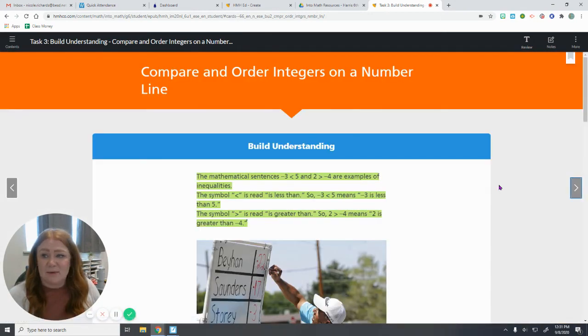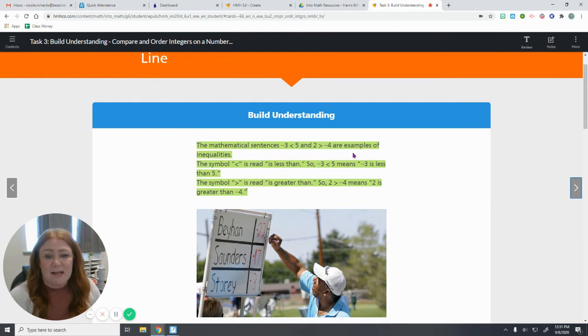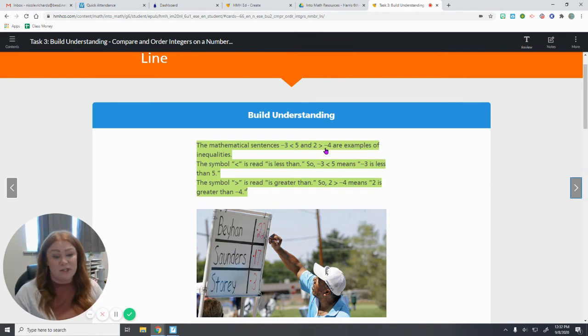Okay, task number 3, our last one for today, is talking about those inequalities. So inequalities are these comparing symbols. I'm sure you've seen them before, but maybe had just forgotten the word for them. So mathematical sentences like -3 is less than 5 and 2 is greater than -4 are inequalities. So we're not using equal signs. We're not saying they equal each other or they're the same. We're saying they are unequal. So they're not equal to each other.